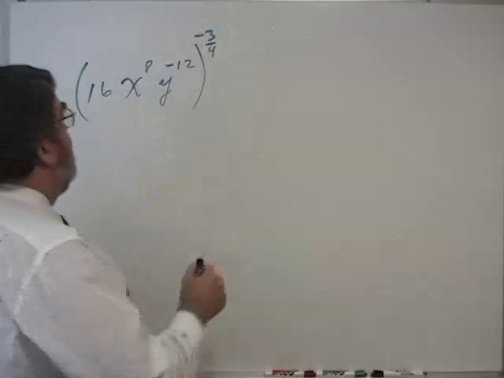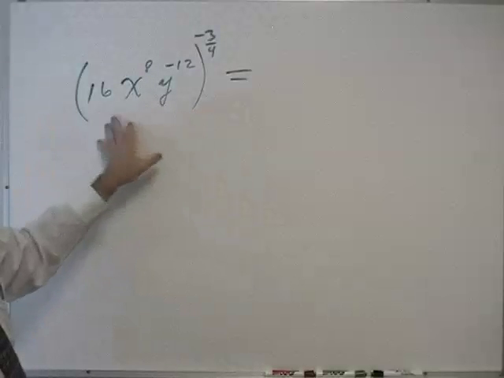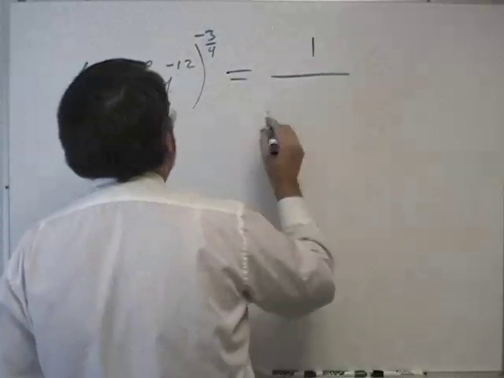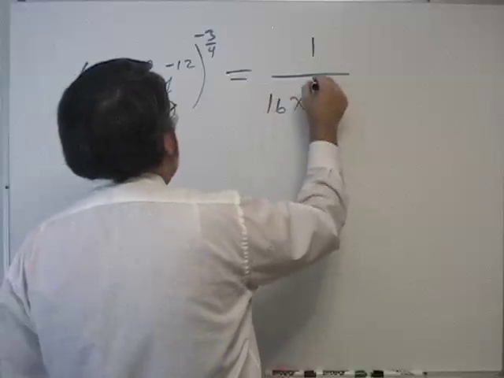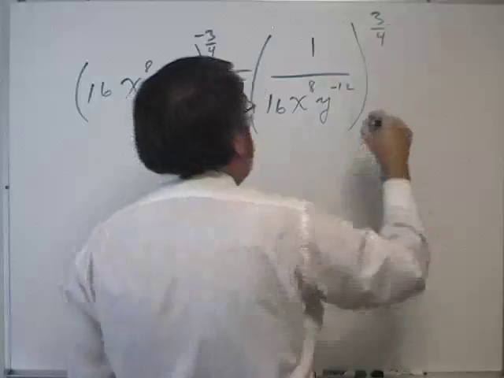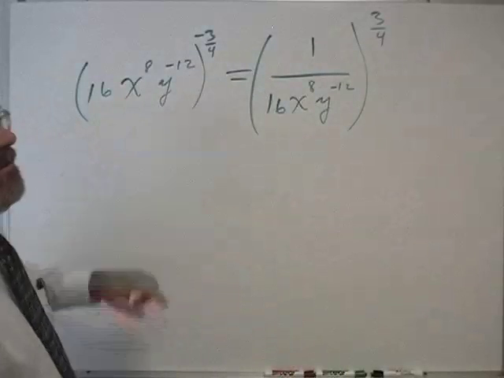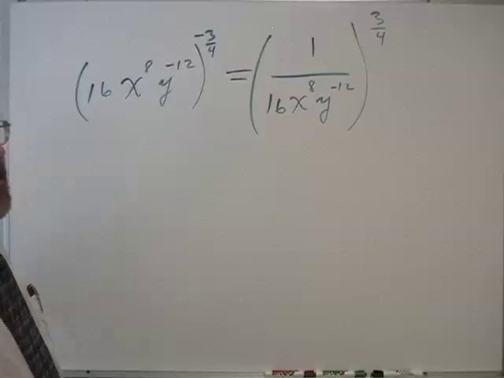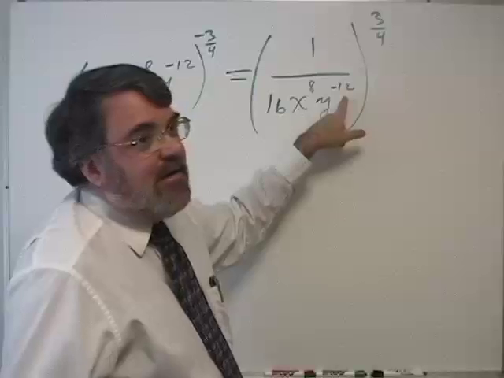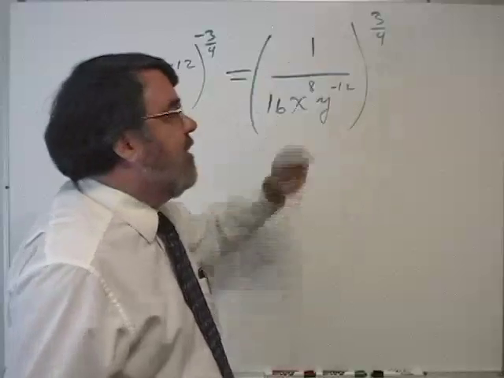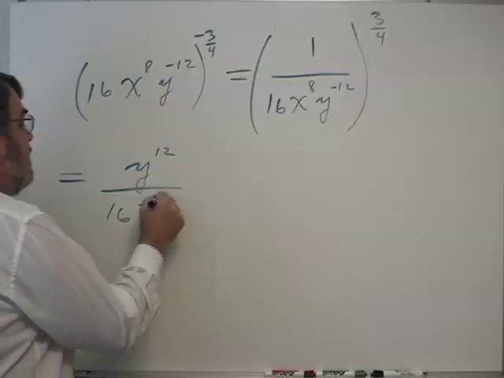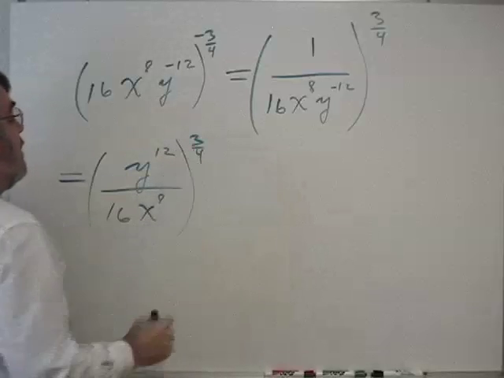And so when we do that, that's going to invert the entire inside here. The base is everything inside the parentheses. So this becomes 1 over 16 x to the 8th, y to the minus 12th, raised to the positive 3/4 power. So I inverted the inside. And at this point, I think I'm just going to go ahead and change that negative 12 exponent to positive 12. So by changing y to the minus 12th to the positive 12th, it changes position in the fraction. So that comes upstairs. So we have y to the 12th over 16 x to the 8th, and everything is to the 3/4 power.